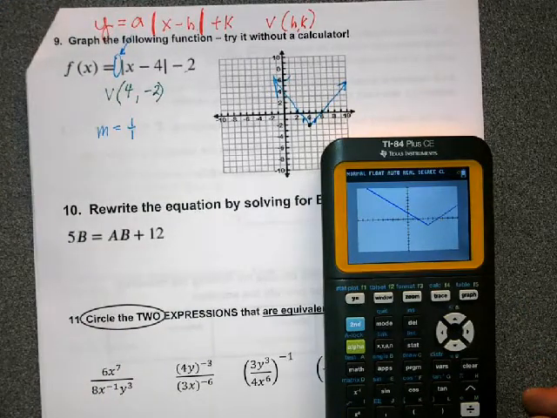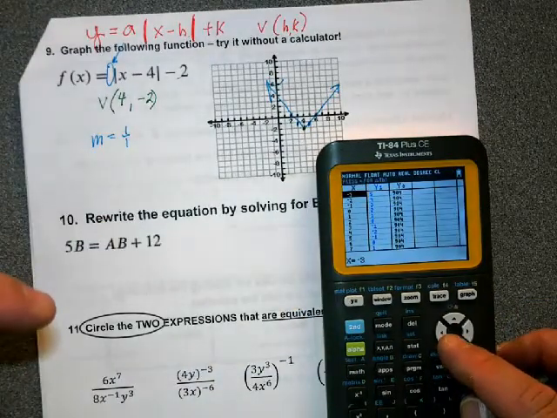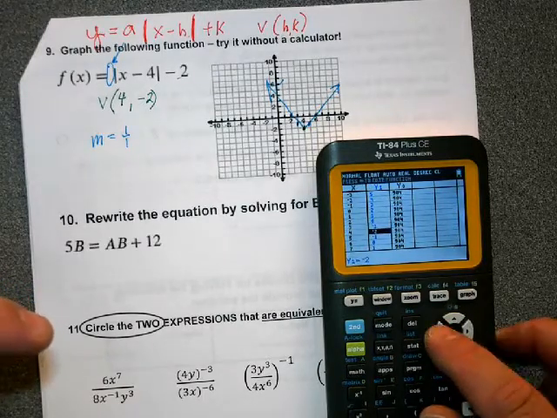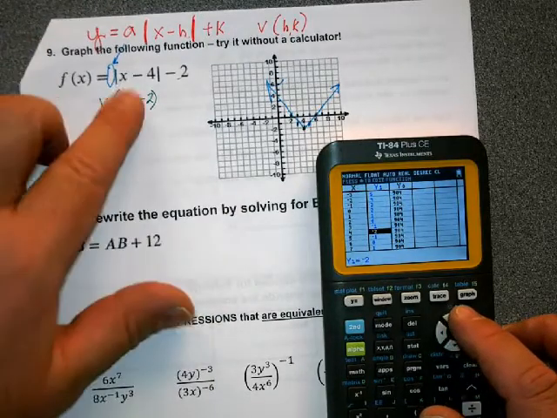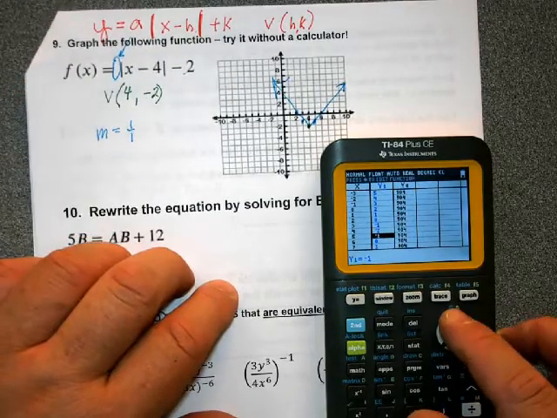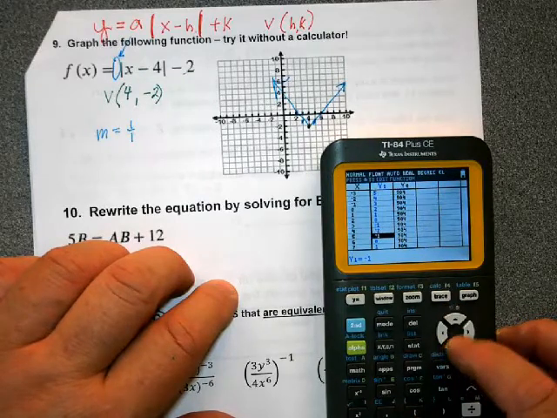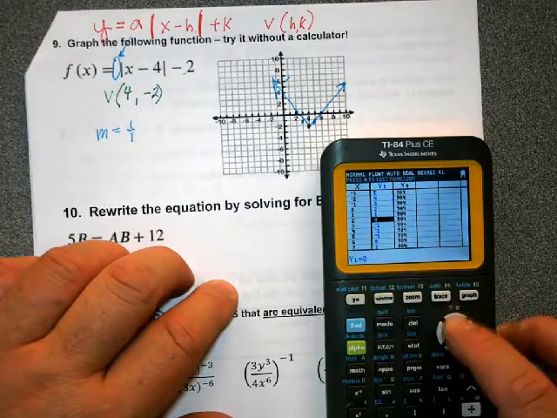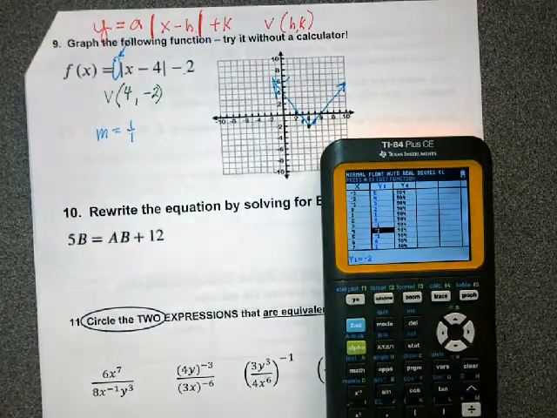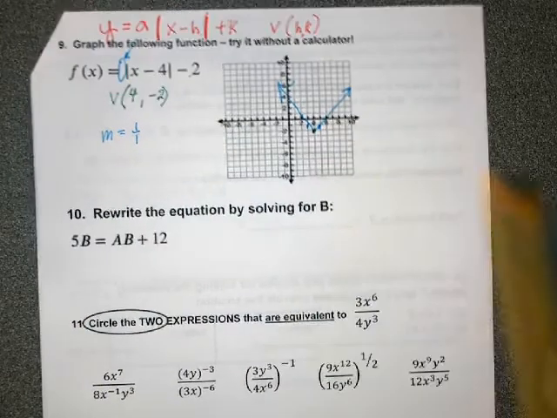You can get some points off your table. We know that the vertex here is (4, -2), right? And even if you didn't know it from the equation, your y values start repeating. See how it's -1, -1, 0, 0? So you know that this is your vertex. So you could do it with your calculator. All right, next problem.